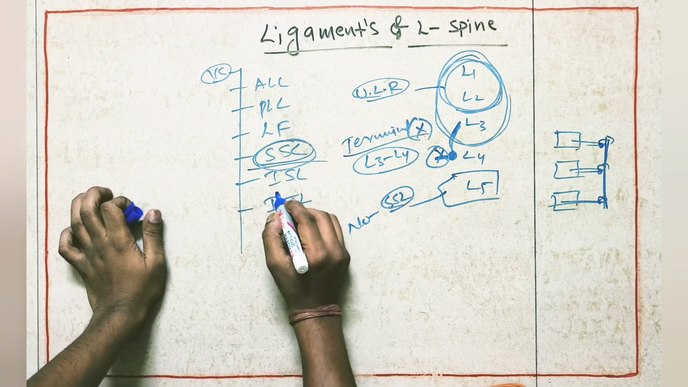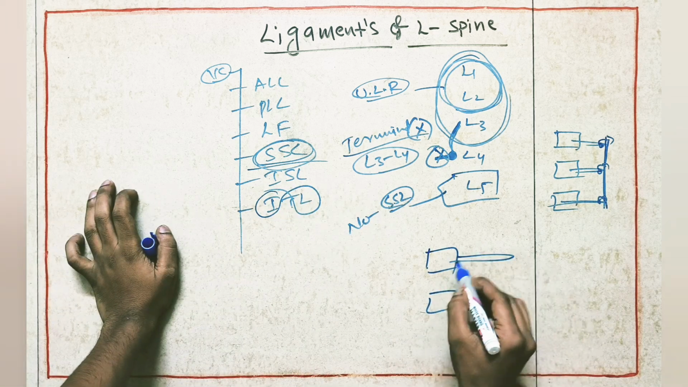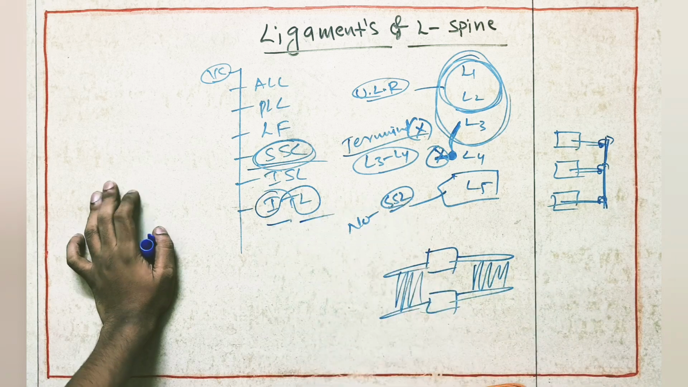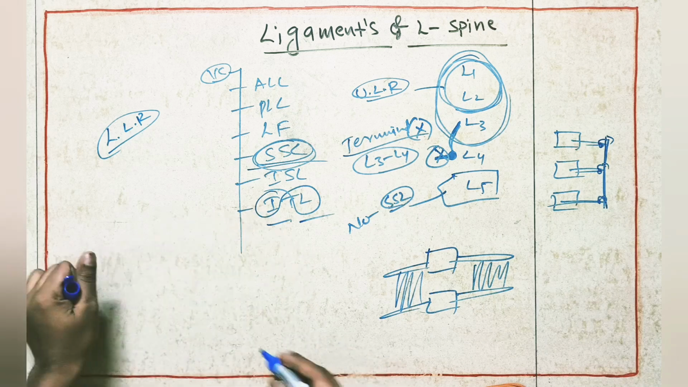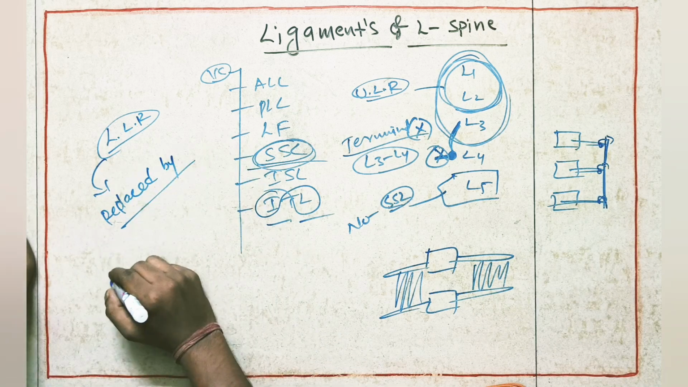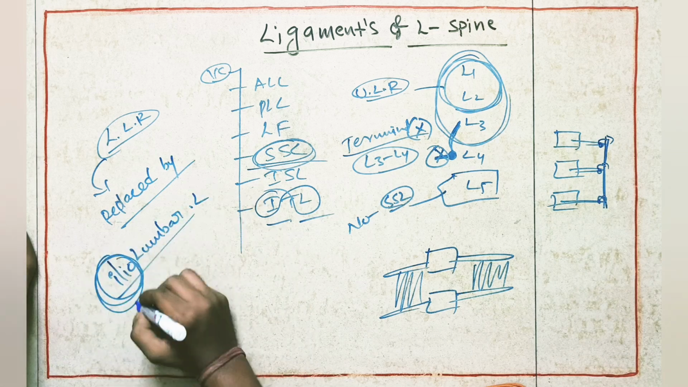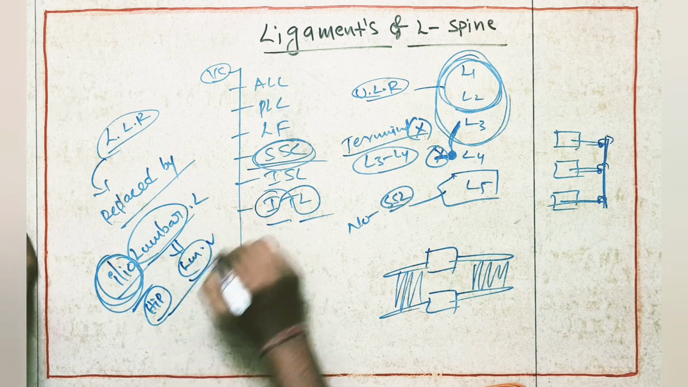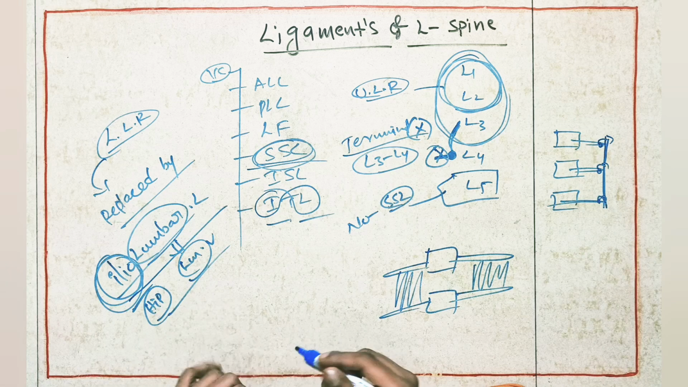And the next point is the intertransverse ligament. Suppose this is one vertebra, here we have the transverse process of the vertebra. Between these transverse processes, we can see the intertransverse ligament. In the lumbar spine, especially the lower lumbar region, the intertransverse ligament is replaced by the iliolumbar ligament. The name itself says the ligament is present between the ilium of the hip bone and the lumbar vertebra. So in the lower lumbar region, the intertransverse ligaments are replaced by the iliolumbar ligaments.